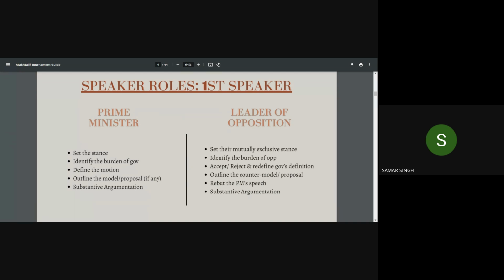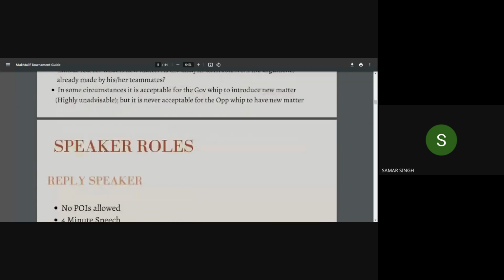during their own speech, they can give a rebuttal. They can reply to it, and they can tell what the flaw is. Else, the second way is POIs. POIs are basically a question that you can ask the Prime Minister during his speech itself. A POI can only be asked between the second and the fifth minute. So you cannot ask a POI in the first and the last minute. We will talk more about POIs further in this PDF.